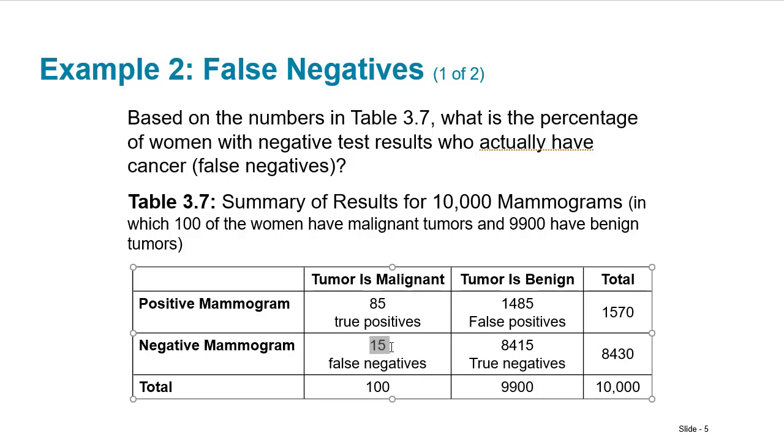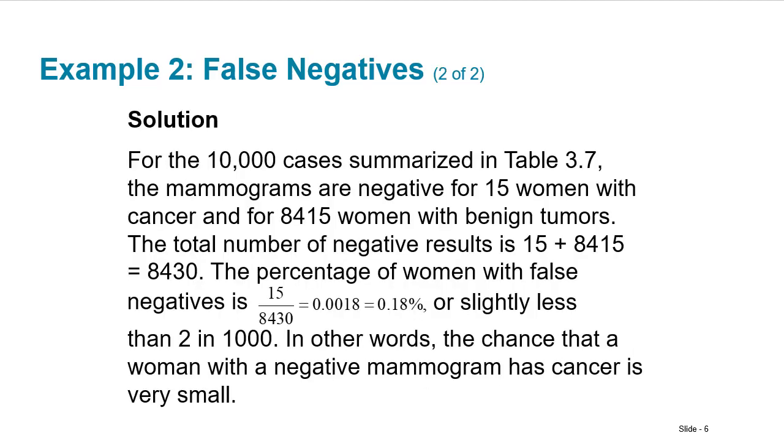Well, 15. So remember, probability is just good over total. Good meaning it has the thing that we're asking for, i.e. has cancer. I know having cancer is never a good thing, right? Good just means has the characteristic we're looking for. So it'd be 15 over 8430. So we do 15 over 8430, and we can see 0.18%, right? So that's less than 1%. It's almost 0.2%, less than 2 in 1,000. So in other words, the chance that a woman with a negative mammogram has cancer is very, very small.